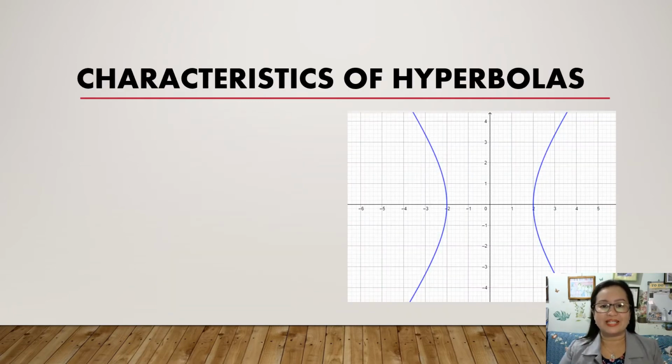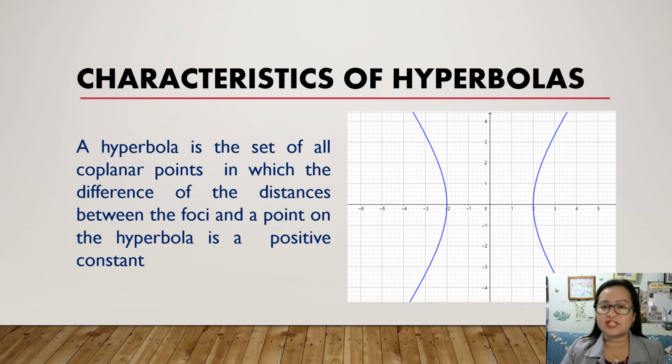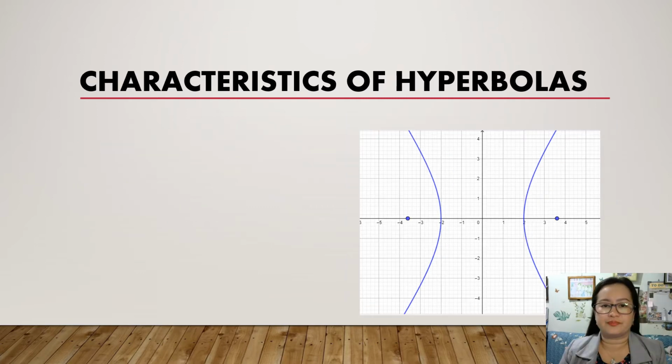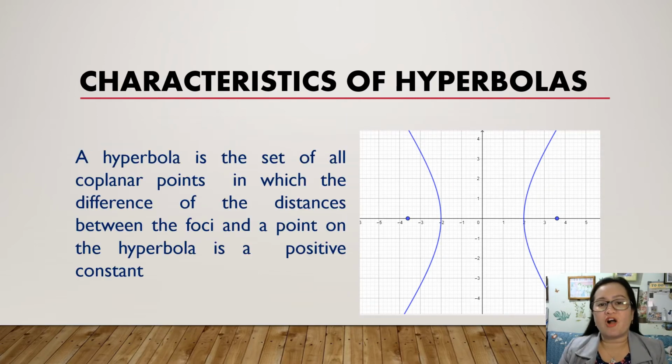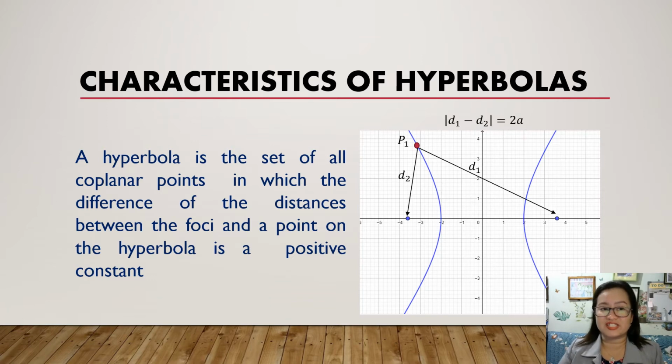Technically speaking, a hyperbola is the set of all coplanar points in which the difference of the distances between the foci and the points on the hyperbola is a positive constant. We call the two fixed points foci. Let's say we get a point and label it P sub 1. Getting the difference of its distances from the two foci, we will get a constant that is equivalent to A.